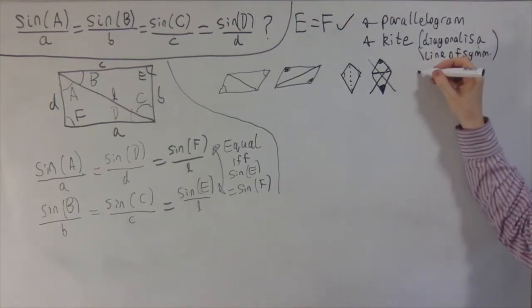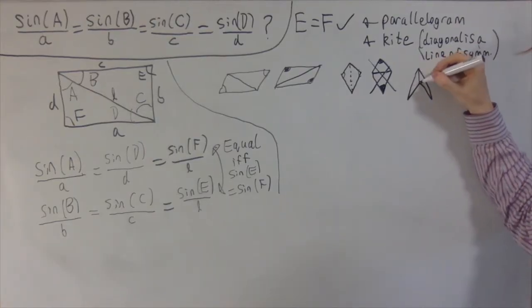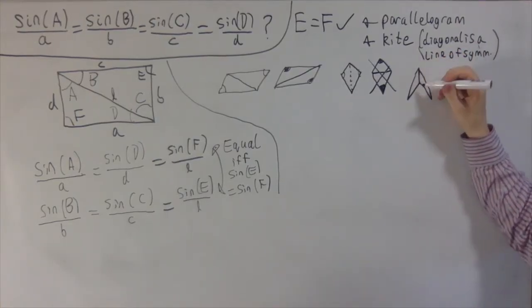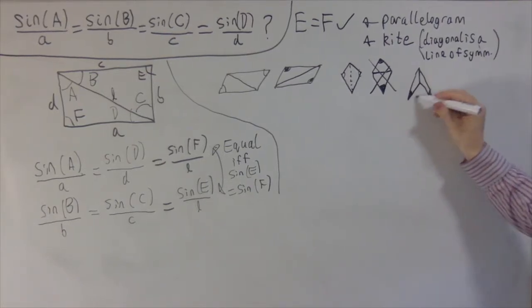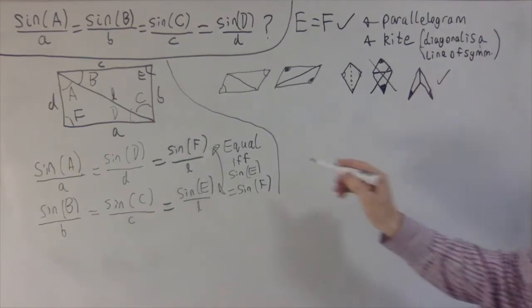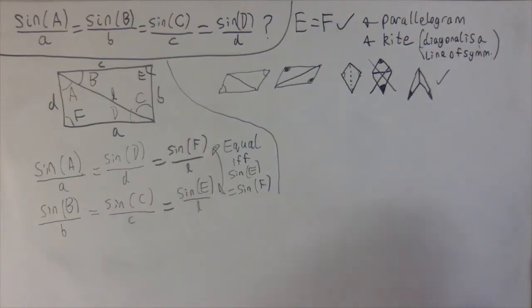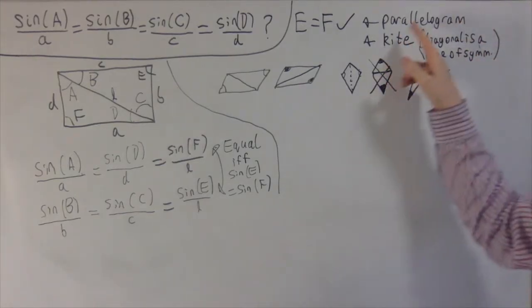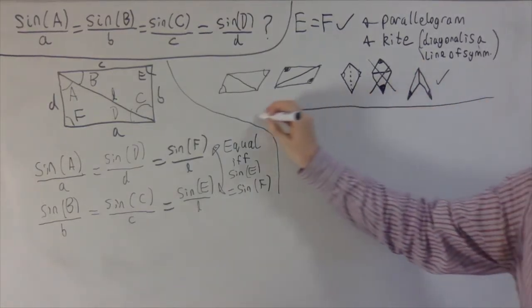And don't forget about concave kites as well, so this would also work for a concave kite, where these two are equal. As long as this is your line of symmetry, this would work. So we've covered some nice cases here. We've got quite a broad range of different quadrilaterals this works for: parallelograms, rectangles, rhombuses, and squares, but also kites, whenever E is equal to F.